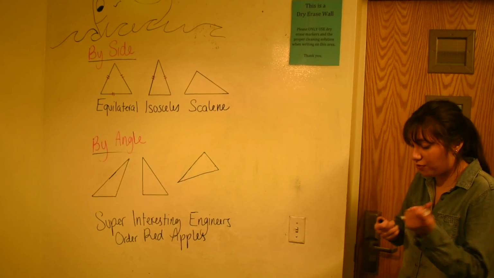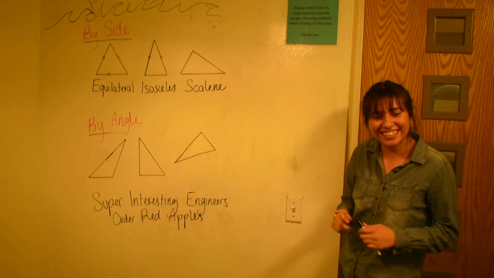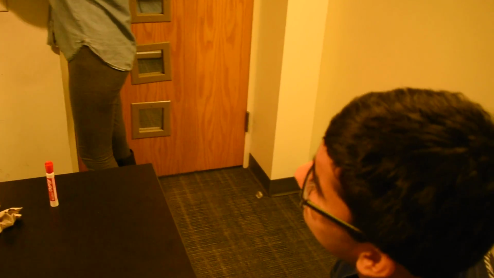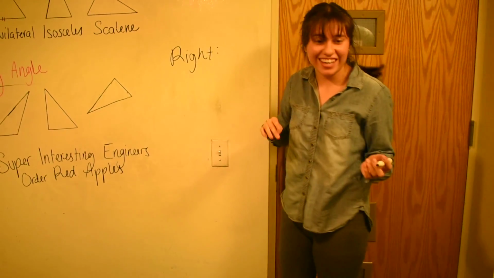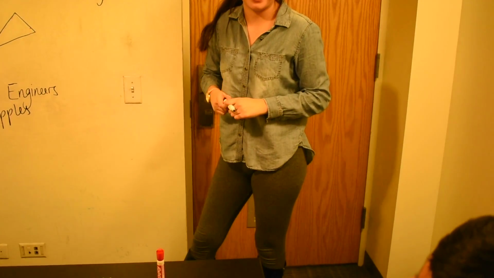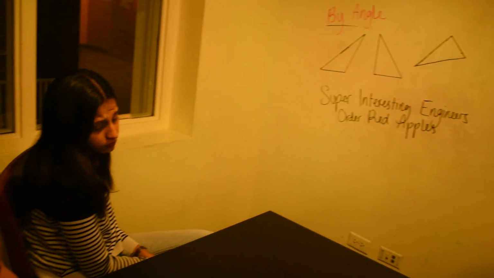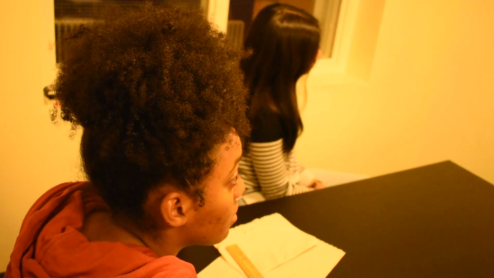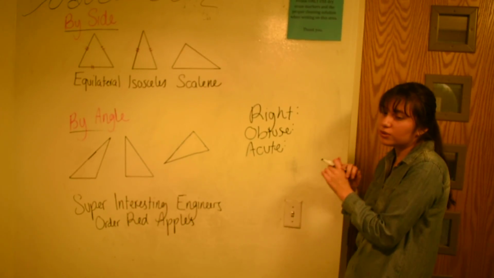Can anyone tell me what the different kinds of angles are? Just like a right angle or something? Yes, one of them is a right angle, that's correct. Do you know the other ones? I know there's stuff bigger and less, but I'm not really sure what they're called. Okay, that's okay. Does anyone else remember? Obtuse and acute. Acute. Perfect.